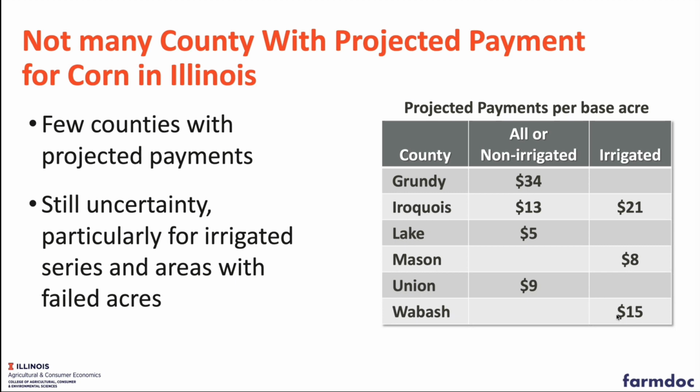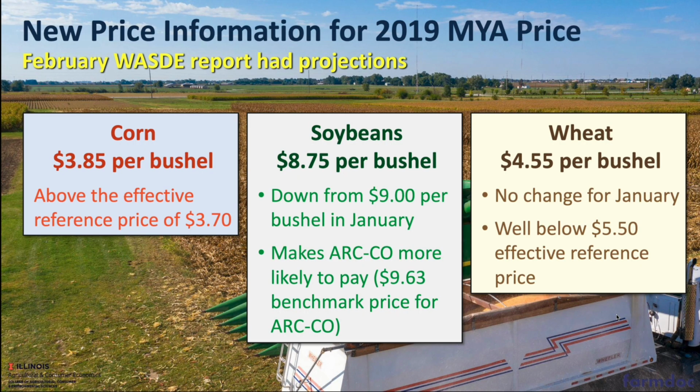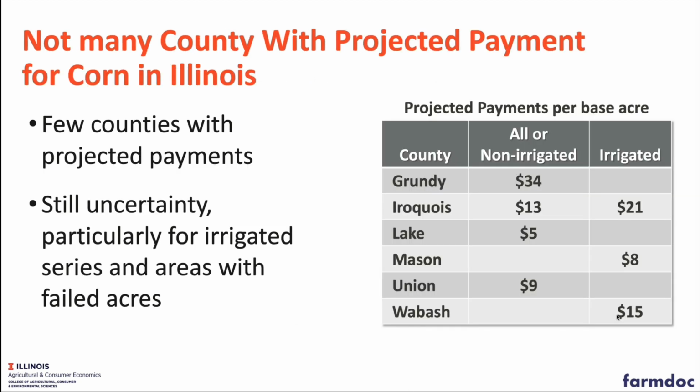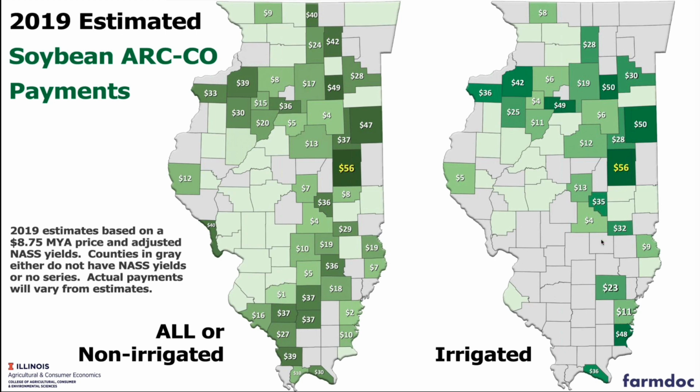And again, if you think about where, I'm just going to show you soybeans. And now I went the wrong way. I'm sorry. Here's the counties with soybean irrigated yields. In most of these counties, there's very little irrigated yields, so there's going to be much more wider variation in what the RMA reported FSA used yields is compared to NASS.